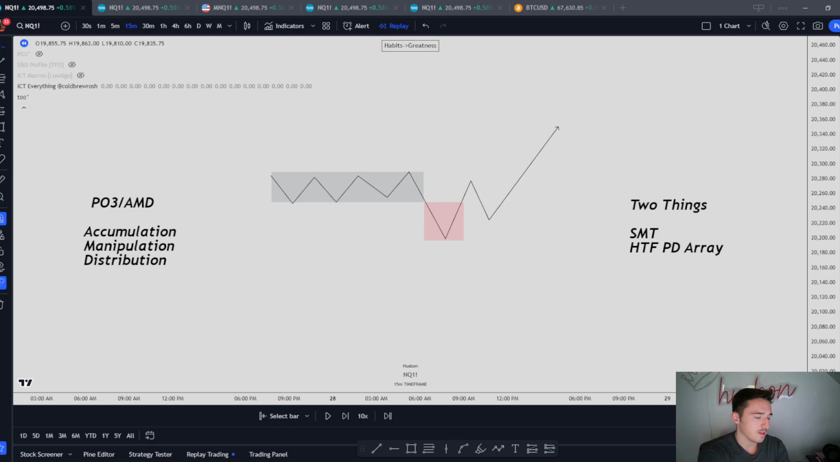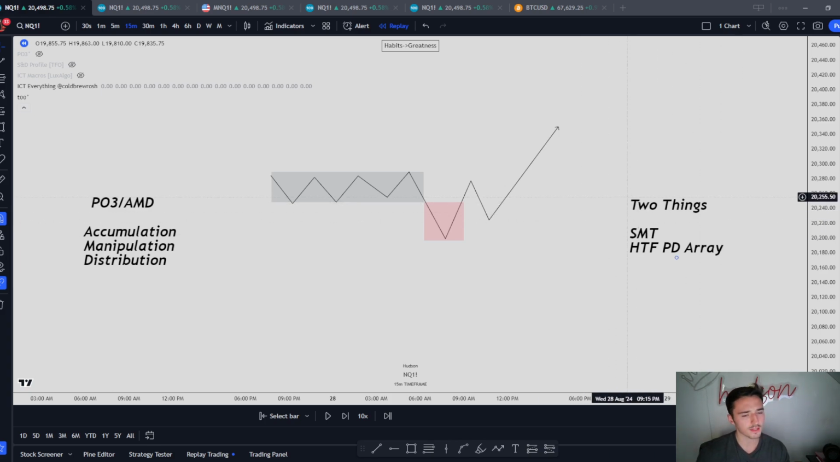We're going to be going over the Power of 3 AMD, whichever one you want to call it. They're the same thing. Over here on the left is what it stands for: accumulation, manipulation, distribution. That is what the Power of 3 stands for. Now, the two things that you want to look for are SMT and a higher time frame PD array to make it more high probability.